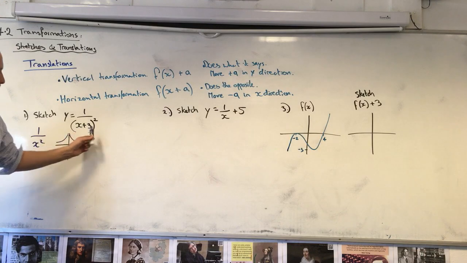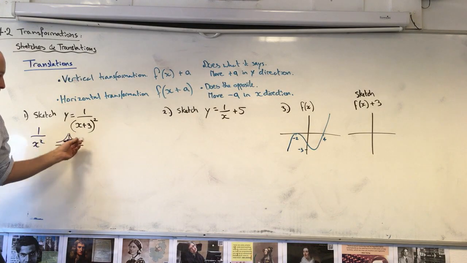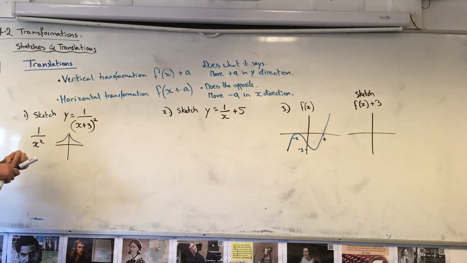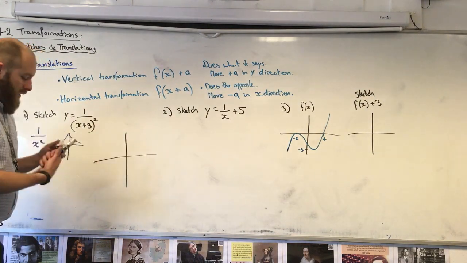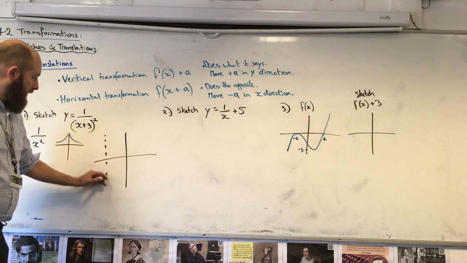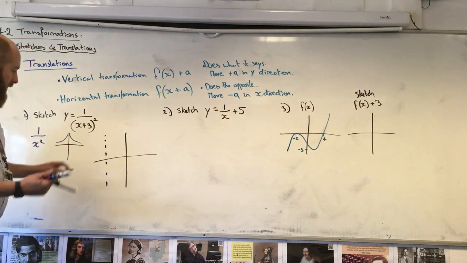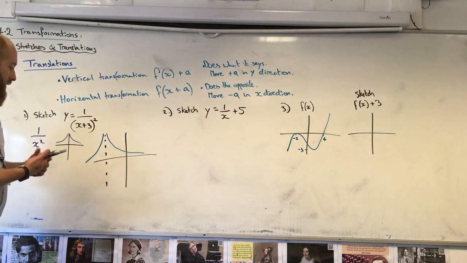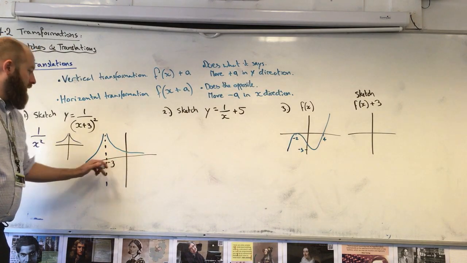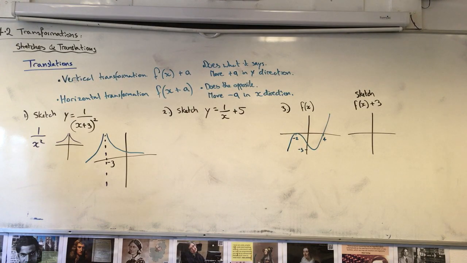It's going to move minus 3 in the x direction, so move 3 to the left. So that shape needs to move this way, and our asymptote is going to move here. And then we're going to get something like that, where this point is minus 3.